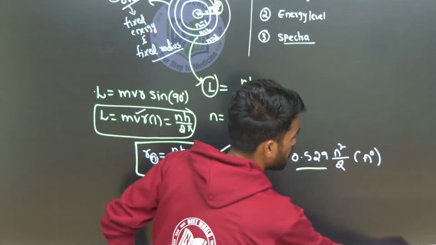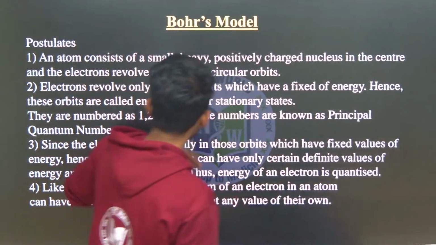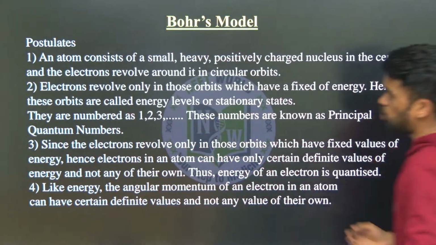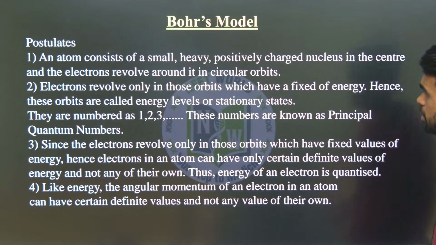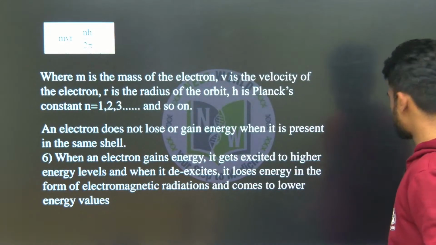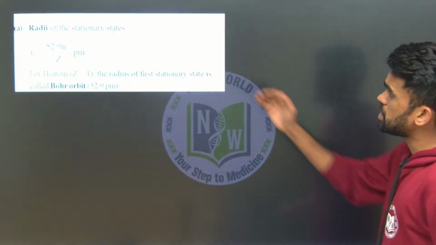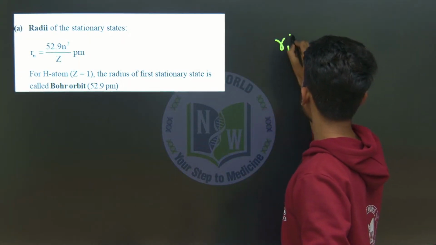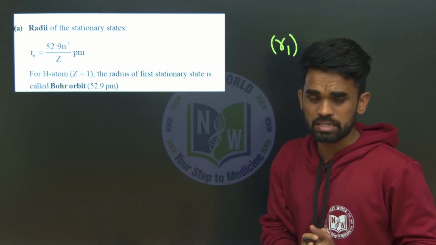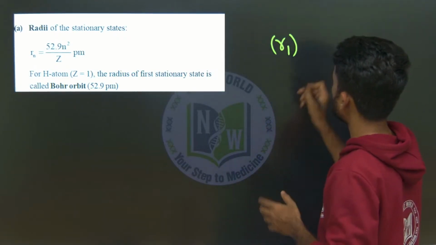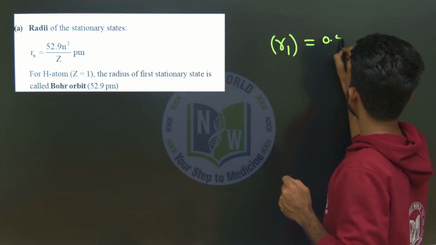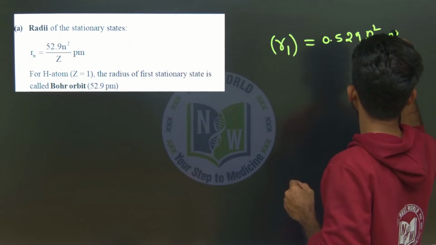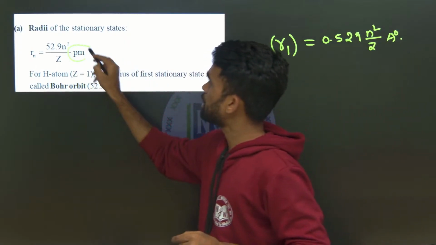Now as of now, let's look into the questions. First of all, these are the postulates, you can read them once, whatever I have discussed will be there. And this is the radius formula we got. For the radius of the first orbit of the hydrogen atom, the formula will be 0.529 n square by z. This is in terms of angstroms and this is in terms of picometers.